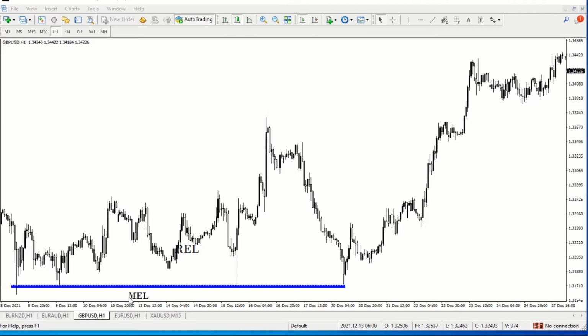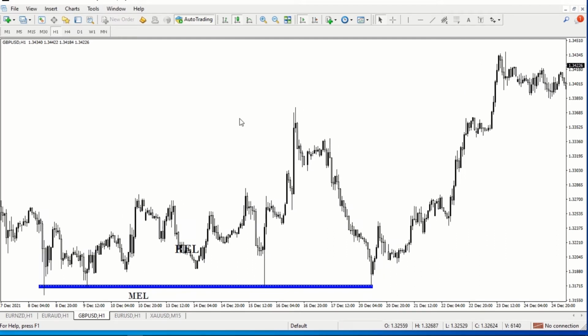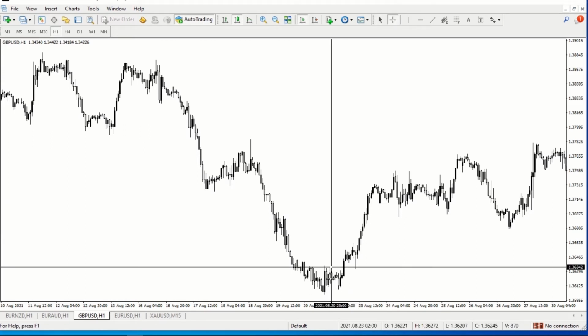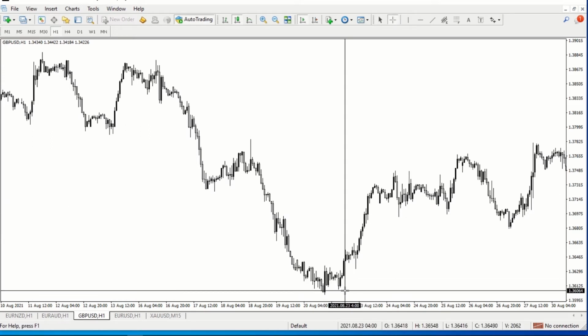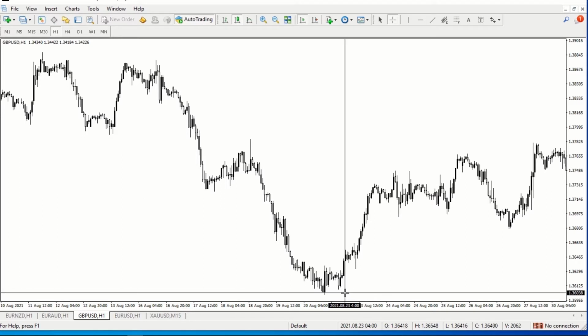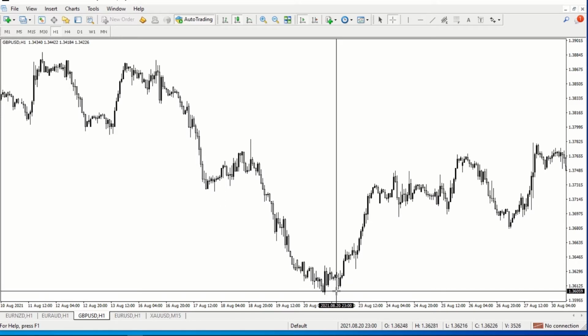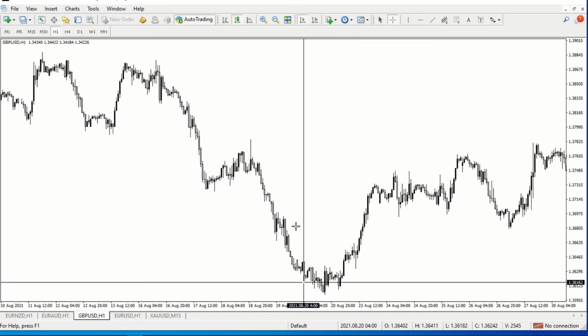Yes, let me mark it. So these are multiple equal lows here. Let's look for more case studies. Here is our multiple equal lows at our level of interest. Yeah, looking at this discount level, we had a relative double bottom formation because the lows were not of the same level. So this is a typical example of relative double bottom.